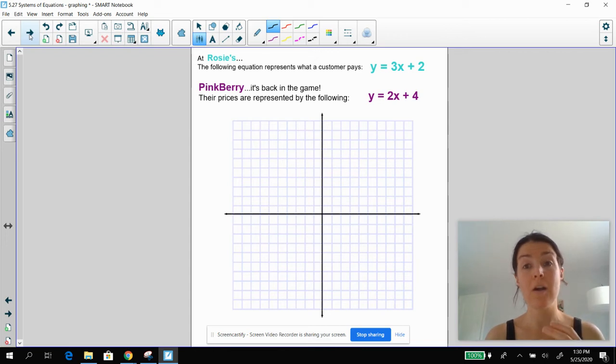And they are charging by this equation. So y equals 2x plus 4 is representative of the amount of money that you would pay at Pinkberry. So if we break this down, our cup is going to be more expensive at Pinkberry than it is at Rosie's because it's 4 cents for a cup as opposed to 2 cents at Rosie's. But if you look at Pinkberry, their yogurt itself is actually cheaper. It's only 2 cents per ounce at Pinkberry, while it's 3 cents per ounce at Rosie's.